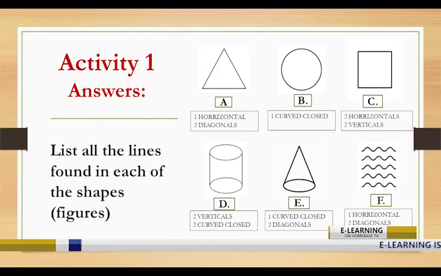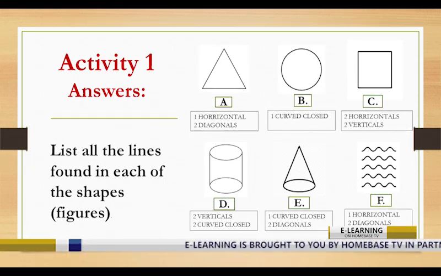Now we have the square for C. And how many lines do we have there? Let's count. 1, 2, 3, 4. Good. How many horizontals? 2. And how many verticals? 2. We have 2 horizontals, 1 at the top, 1 at the base.